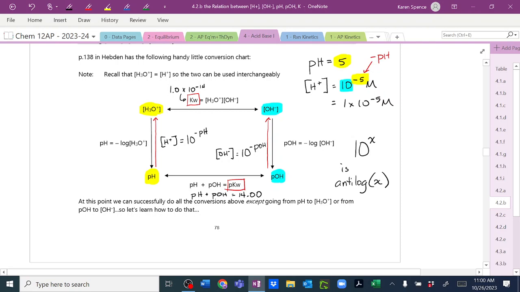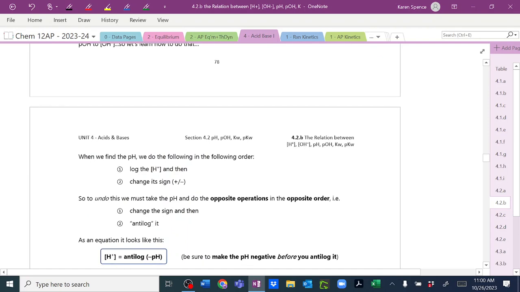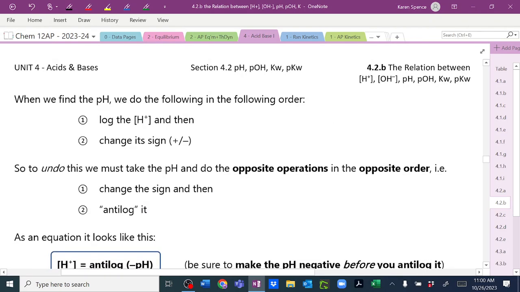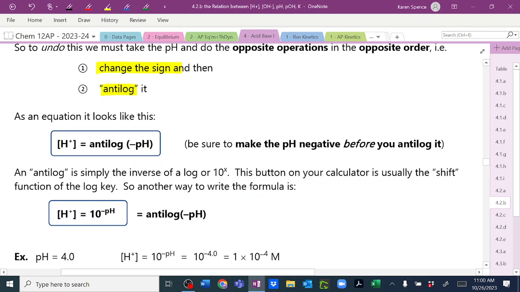So how do you go backwards from log? You change the sign, and then you do the opposite of logging, so you take 10 to the power of whatever you have. And that's what's described here. When we find pH, we log it, and then we change the sign. When we go backwards, we have to change the sign and then anti-log it. So here's our formula written in the format with anti-log. Here's the formula written normally, okay?